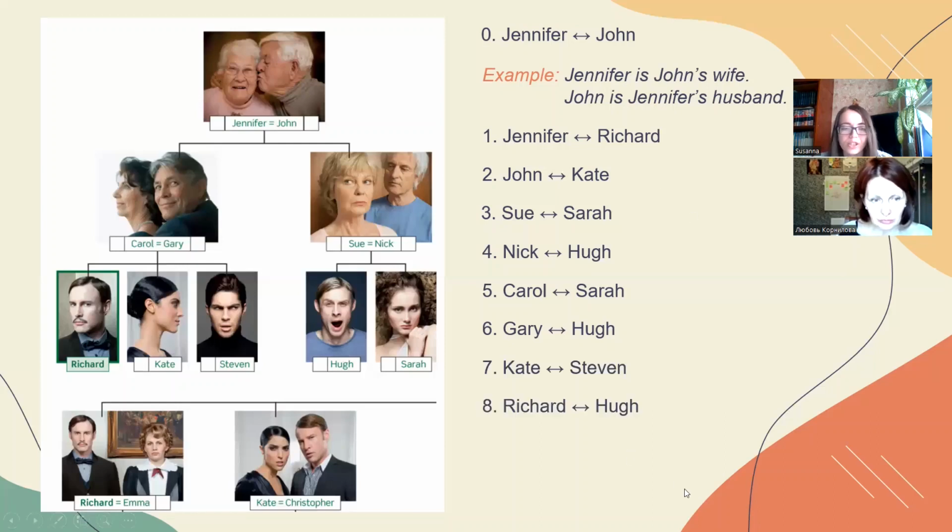Okay, Richard and Hugh. Вот этот Ричард? Yeah, so they are the same. Here we see that he is married. Richard and Hugh. Richard is Hugh's cousin. Hugh is Richard's cousin too. Yeah, the same. Okay.